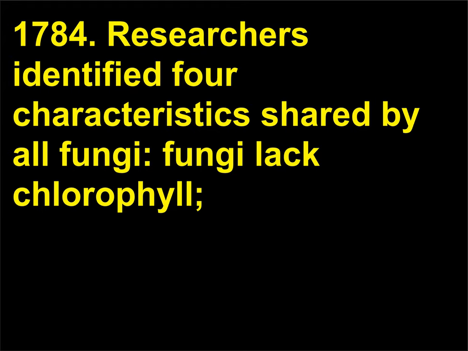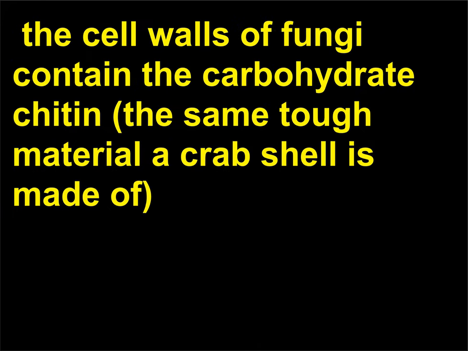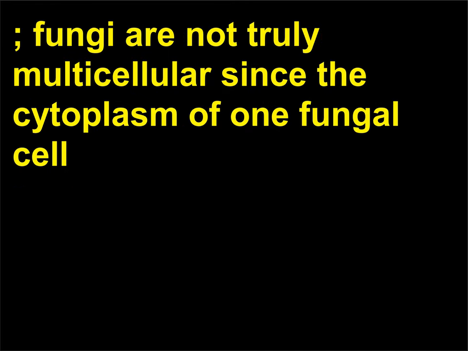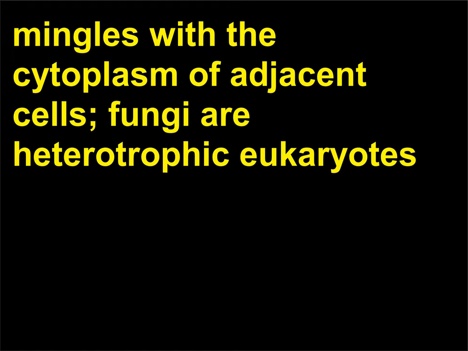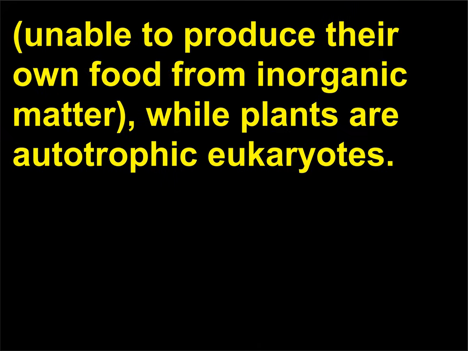Fungi lack chlorophyll. The cell walls of fungi contain the carbohydrate chitin, the same tough material a crab shell is made of. Fungi are not truly multicellular since the cytoplasm of one fungal cell mingles with the cytoplasm of adjacent cells. Fungi are heterotrophic eukaryotes, unable to produce their own food from inorganic matter, while plants are autotrophic eukaryotes.